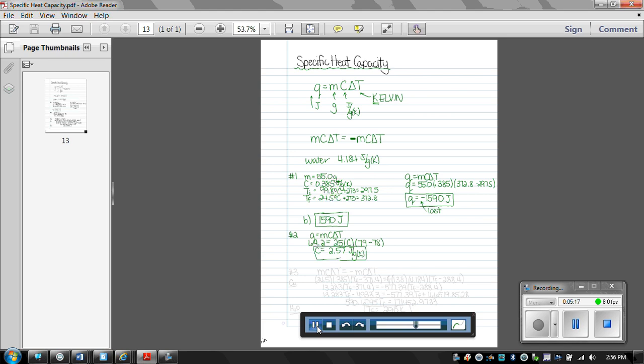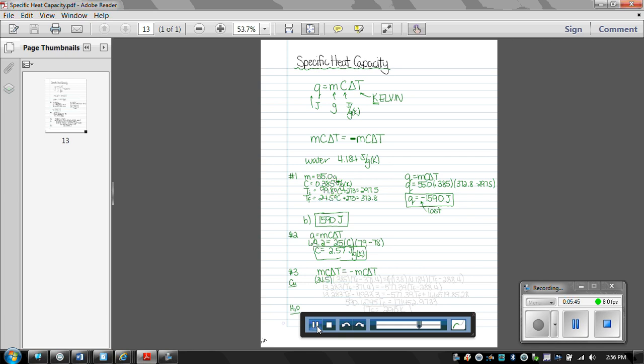Okay, number 3 has two different substances being exchanged. So I would make a list of givens for copper and a list of givens for water. Again, I'm going to skip that step just to make this go a little faster for you, but please make sure that you always have your givens listed. So we're going to have MC delta T equals negative MC delta T because there's two different substances. I'm going to make the right side for water, the left side for the metal, but it's okay if you did it the other way.